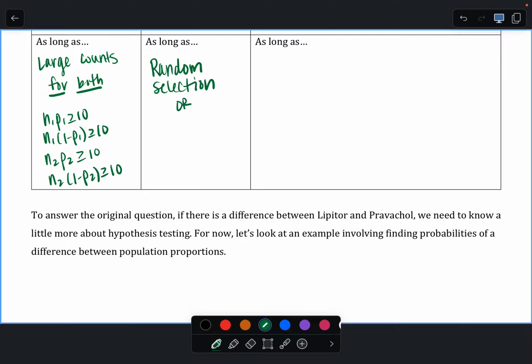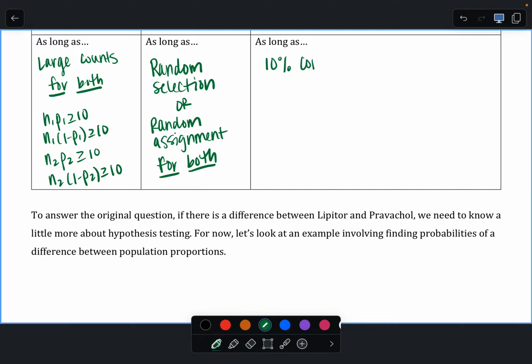And then we have random selection, or you can do random assignment. But the big thing that I'm going to harp on is that it has to be for both. A lot of the time, I will just go in and repeat the question. So the question will tell you, we took a random sample of blank, and that's what I write down, just to show that I verified that this condition is true.